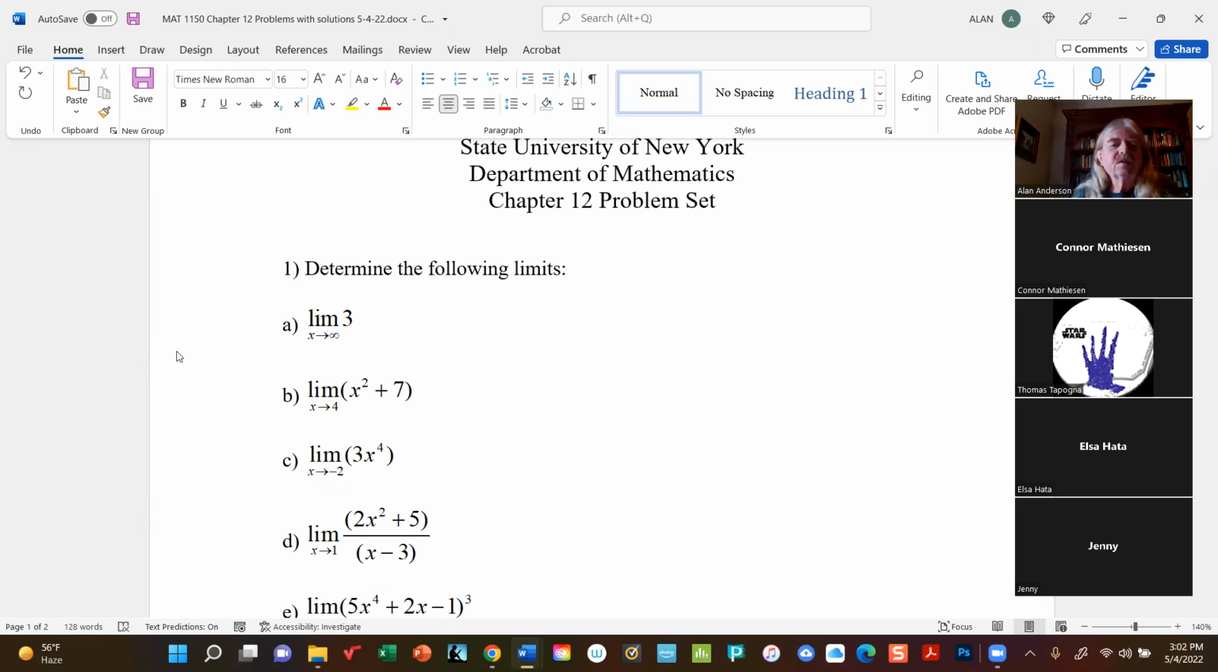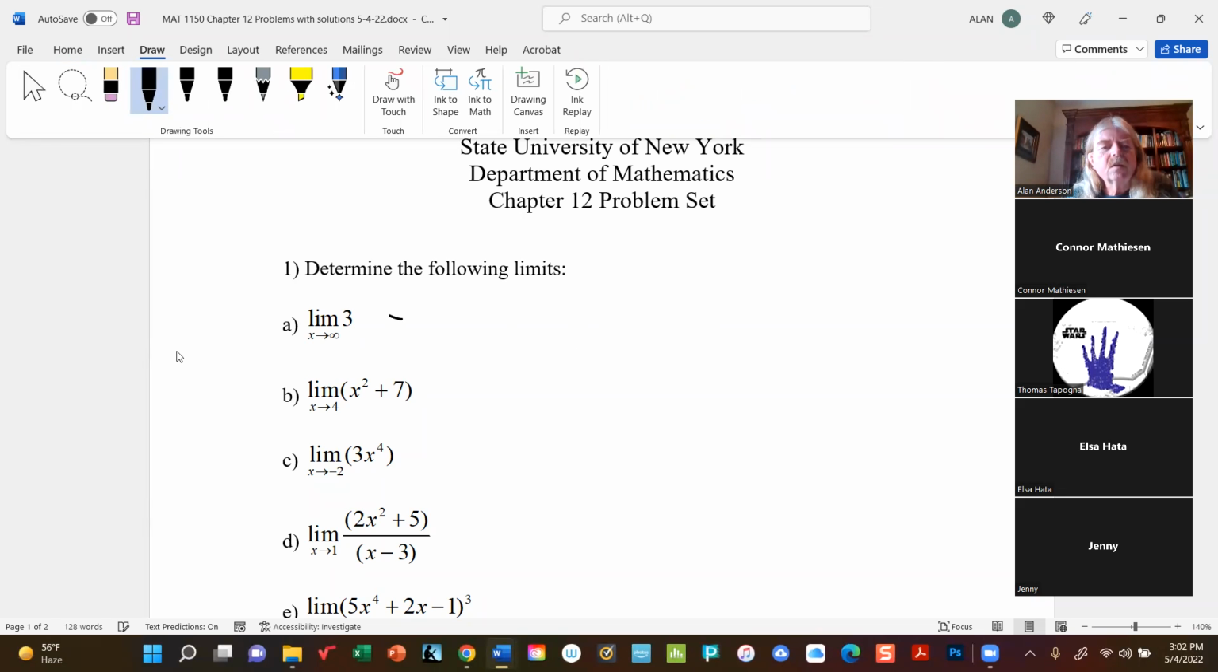And so, for example, this first one is even easier because you don't have anything to substitute into. There are no variables. So the limit of 3 is just 3. Okay. The limit of any constant is just equal to that constant. Now, for the next one, though, it's the limit as x approaches 4. And so what we'll end up with is just simply putting 4 in here for x. We have 16 plus 7 equals 23.